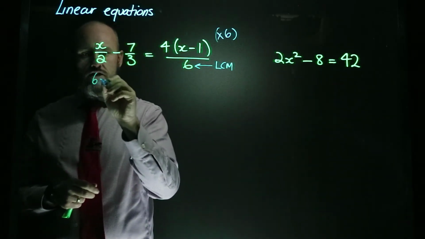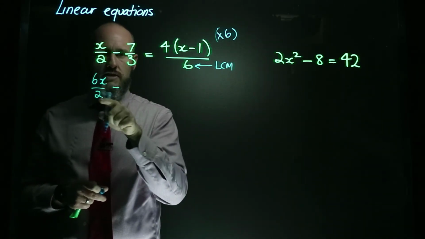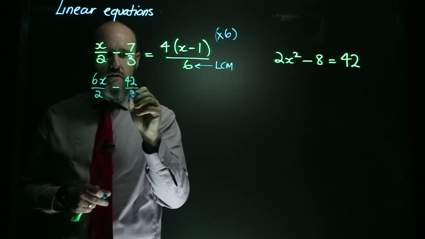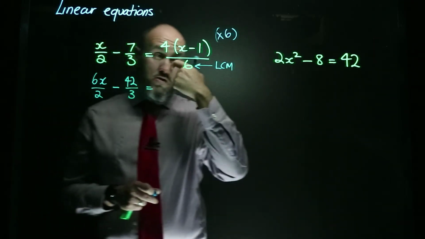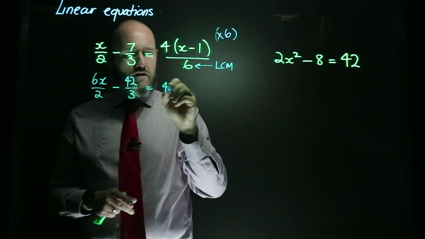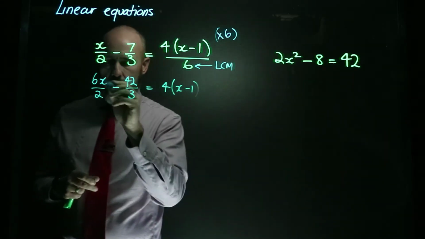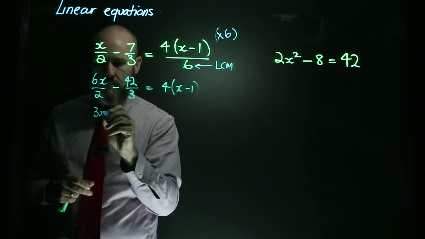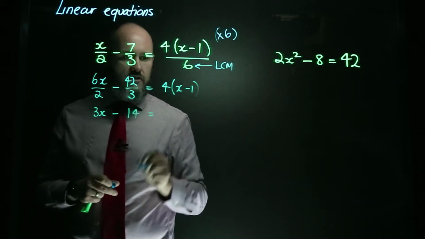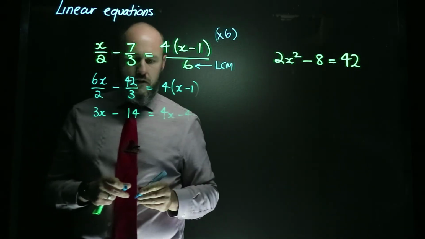So we get 6x over 2 minus, so 6 times x over 2 is 6x over 2, minus 42, because that is 7 times 6 over 3, is equal to, now I'm going to take this a little bit farther, because 6 is the same as that, I know it cancels out to give 4x minus 1. Now over here, 6x divided by 2 is just 3x, and 42 divided by 3 is 14. And that's equal to, I'm going to expand this, 4x minus 4.